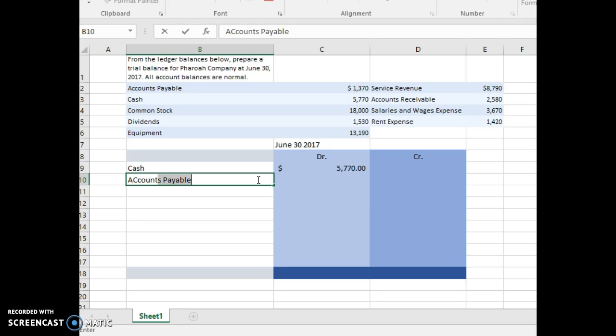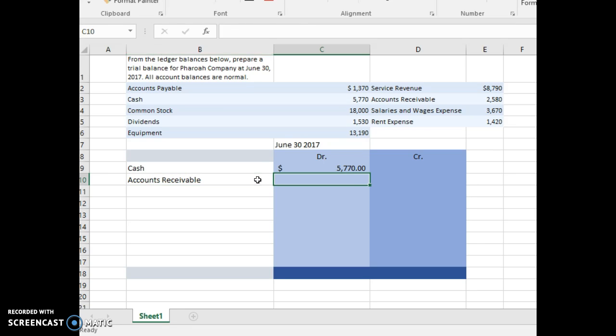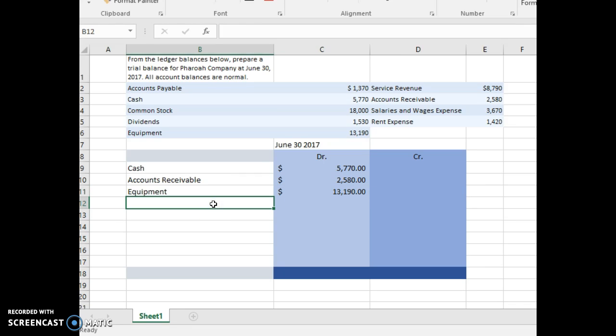Next, I'm going to list accounts receivable. It's also an asset, so we will debit $2,580 there. Next, I'm going to do equipment, which is also an asset, so we will debit $13,190 there. I'm going to move on to accounts payable now.